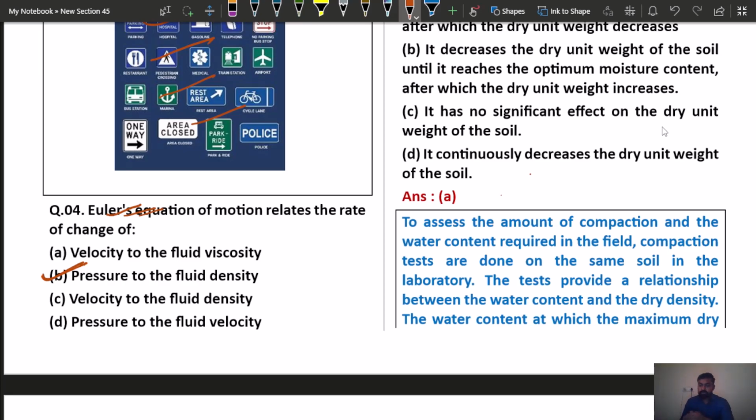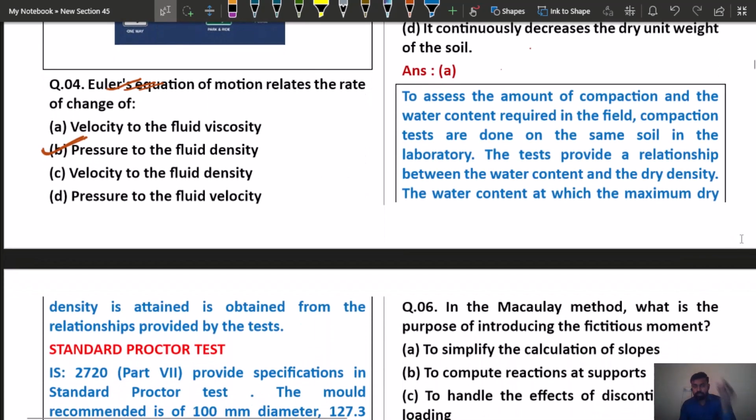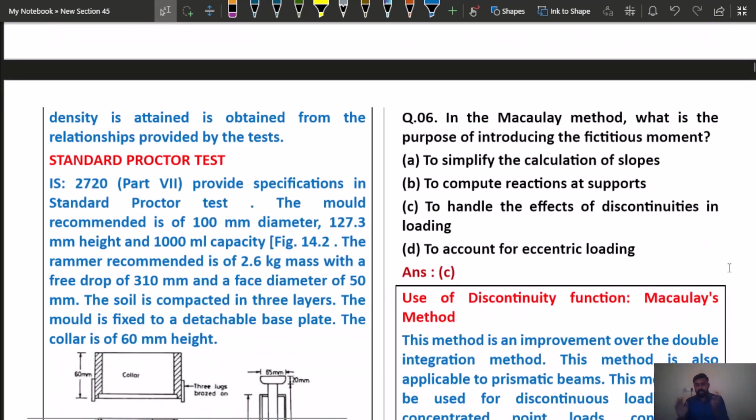Okay, the amount of water content at which maximum dry density is achieved provides the relation between the density and maximum dry density. So that water content is called the optimum moisture content, where maximum dry density is achieved. There are different tests provided to obtain this. Here is the standard Proctor test.